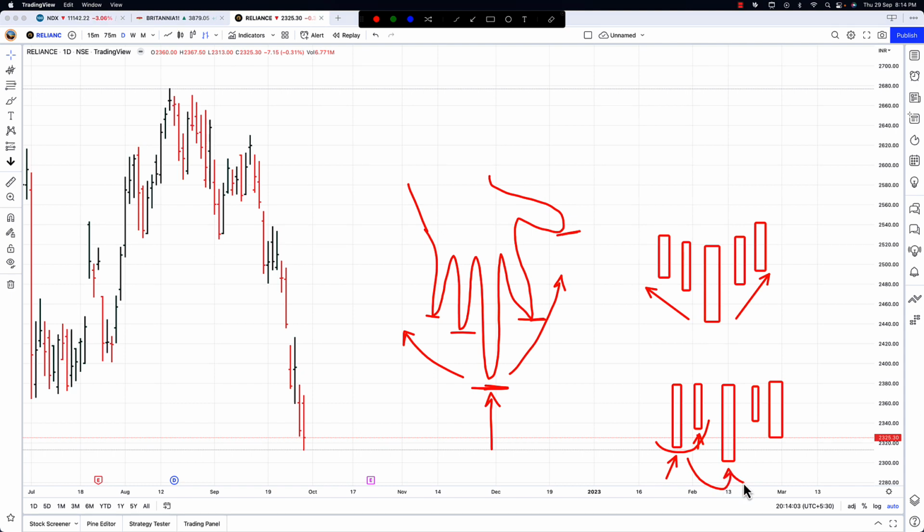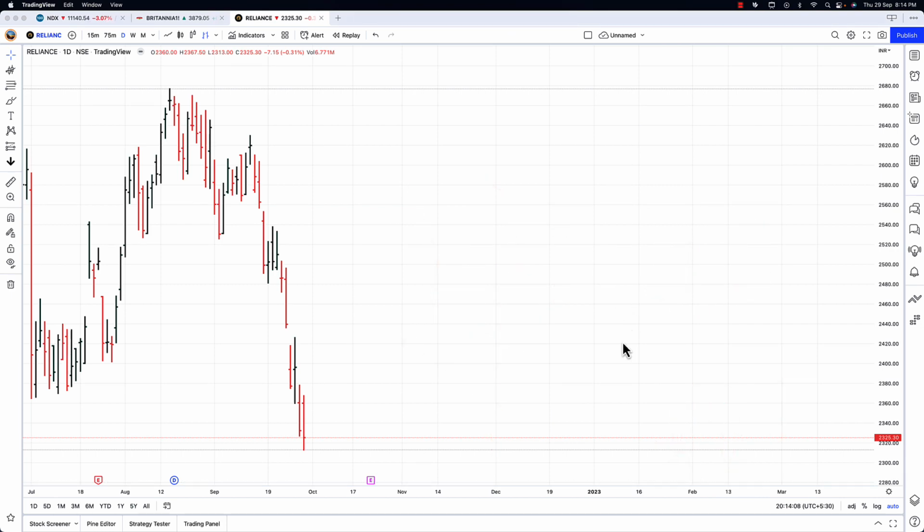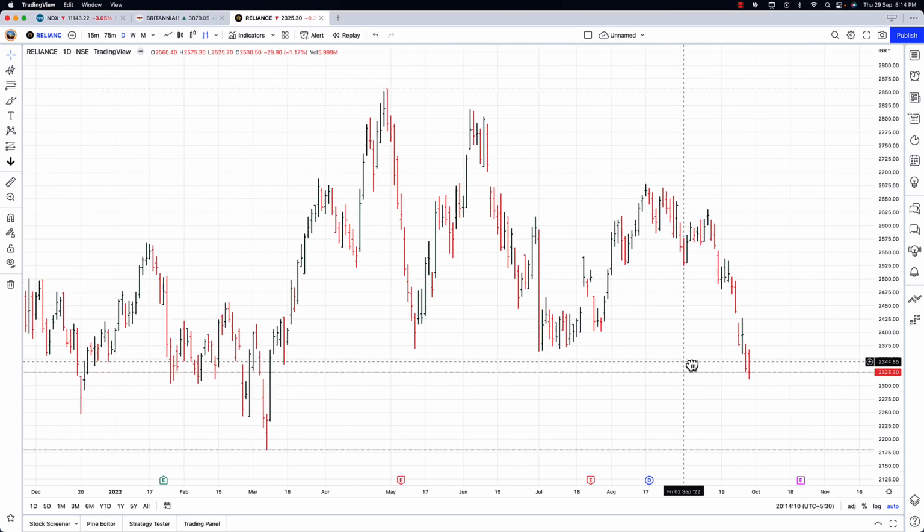That's called a fractal low. This makes our life easier. This takes away the subjectivity from the fact of deciding upon a fractal low or high.